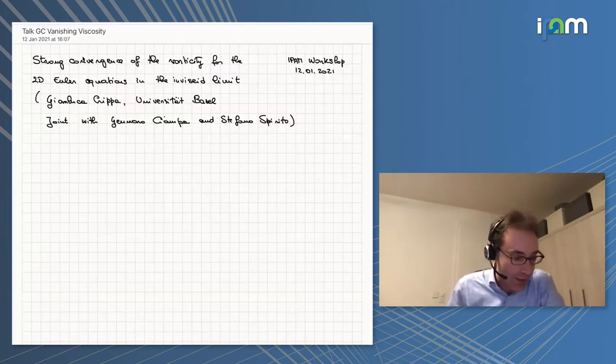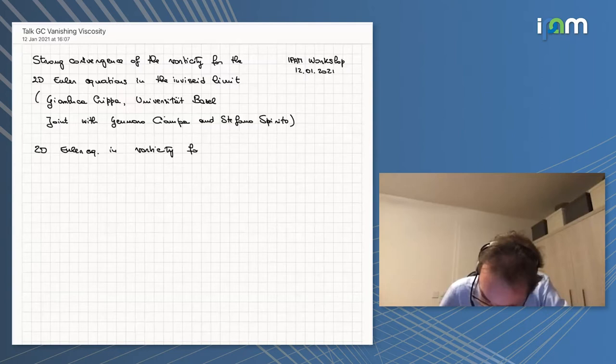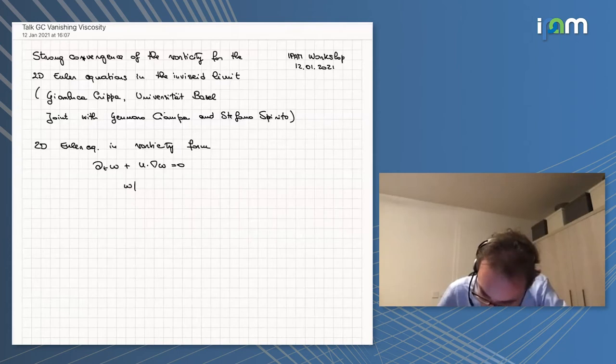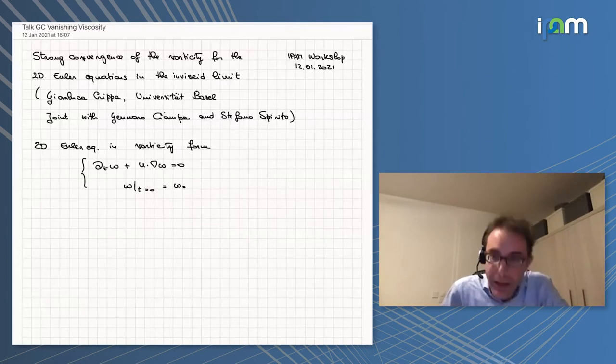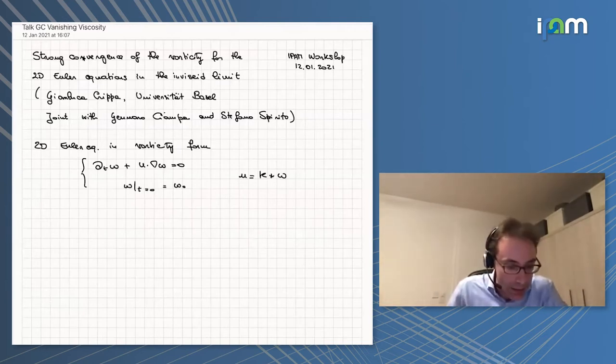So let me start by describing the equations. We study the 2D Euler equation in vorticity form, which reads in the following way: dt omega plus u dot the gradient of omega equals zero, when I fix some initial datum, omega at initial time equals some given omega zero. So omega is the vorticity and the velocity u is related to omega by the so-called Biot-Savart law, so u is going to be K star omega.